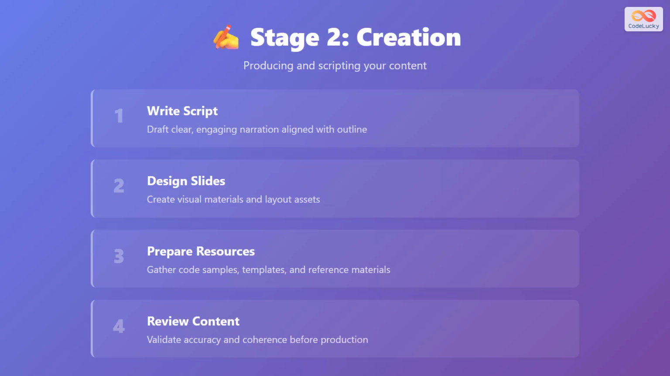The creation stage is where you bring your plan to life. Begin by writing your script, crafting clear and engaging narration that aligns perfectly with your outline. Next, design your slides and visual materials to support what you're saying. Then prepare any resources you will need, such as code samples, templates, or reference materials. Finally, review everything for accuracy and coherence before you move to production. This careful preparation ensures your final video is polished and professional.